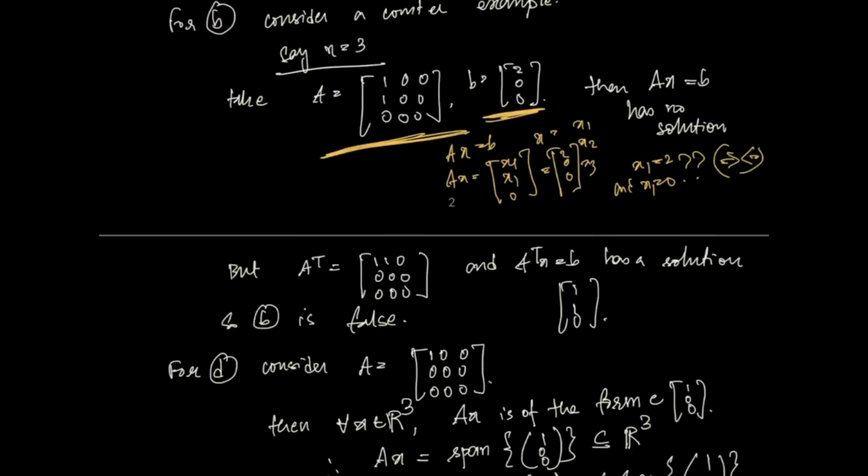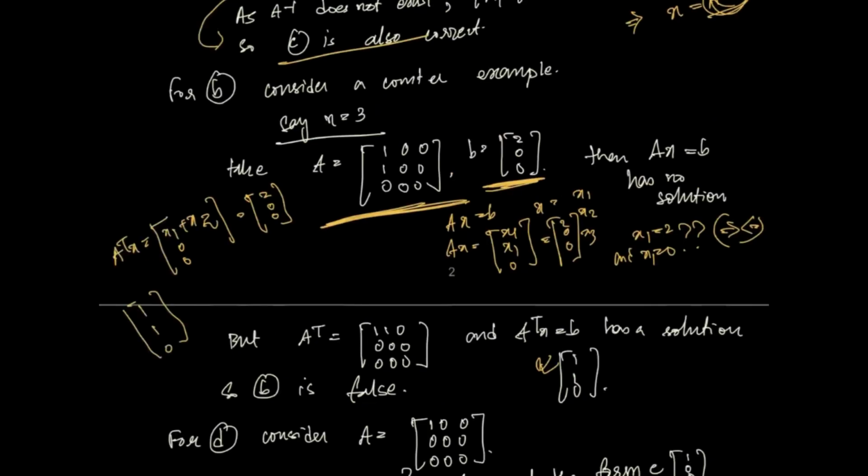But look at A transpose. A transpose is 1, 1, 0, 0, 0, 0, and again 0, 0, 0. So A transpose x equal to B has a solution. I'll just show how. A transpose x is what again? 1, 1, 0. It's nothing but x1 plus x2. Then it's 0. Then it's 0. Right? And here you have 2, 0, 0. This has a solution 1, 1, 0. You can multiply it and see that it is 2, 0, 0. So this has a solution.